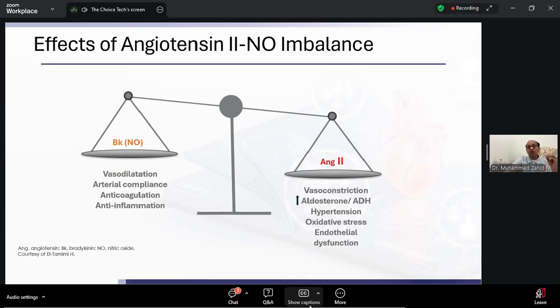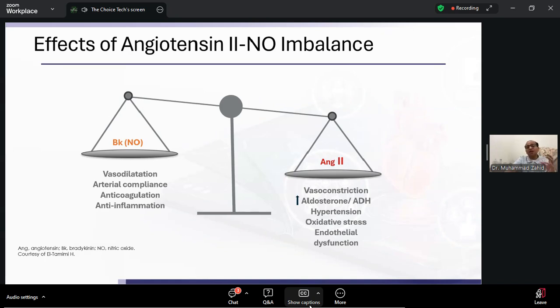So quickly going to bradykinin, it's one of the peptides produced in the body, and it has receptors on the blood vessels. Once the receptors are activated, we produce nitric oxide, which causes vasodilatation. It's an anticoagulant and an anti-inflammatory agent. The problem with bradykinin is that its half-life is just 30 seconds.